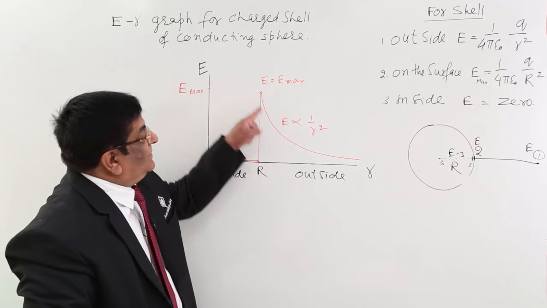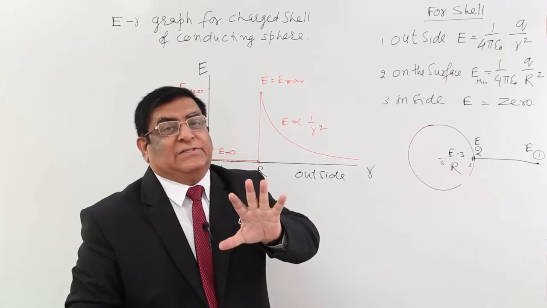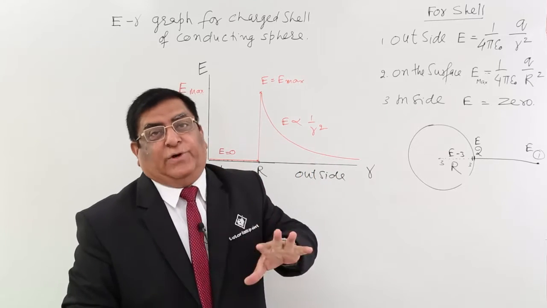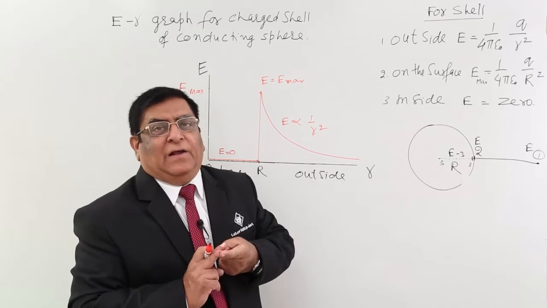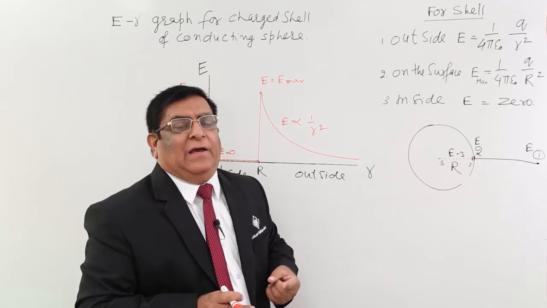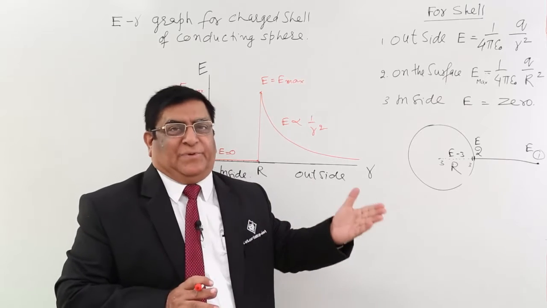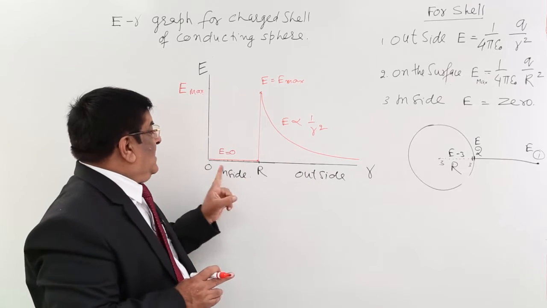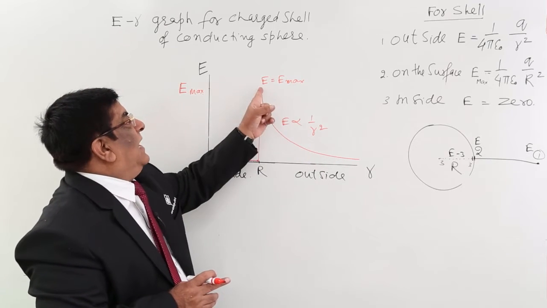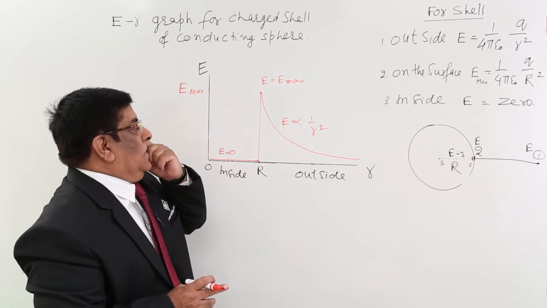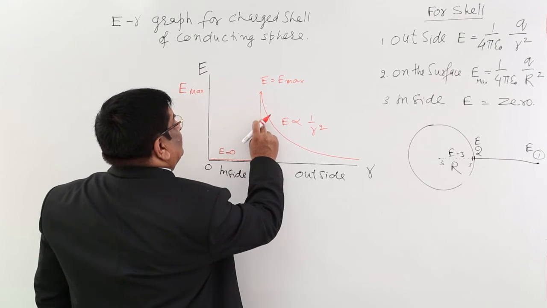So remember this shape, and I am going to give you 4 diagrams like this: 2 diagrams for electric field, 2 diagrams for potential. For every diagram you have to remember what is the difference between the different diagrams and what is their representation. In this, what does it represent? Inside the shell, electric field is 0. Outside the shell, it is 1 upon r square, and it is maximum at the surface.